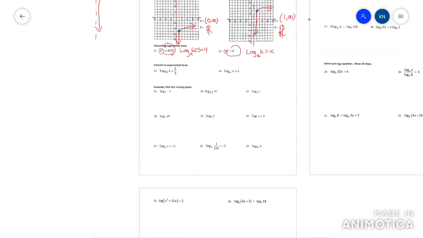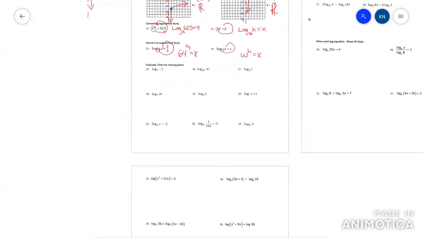Okay, same thing to convert the other way. You're going to snail this, so it's like 64. The 2/3 is your exponent, and it finishes at equals x. And then this one, w to the power of h equals x.